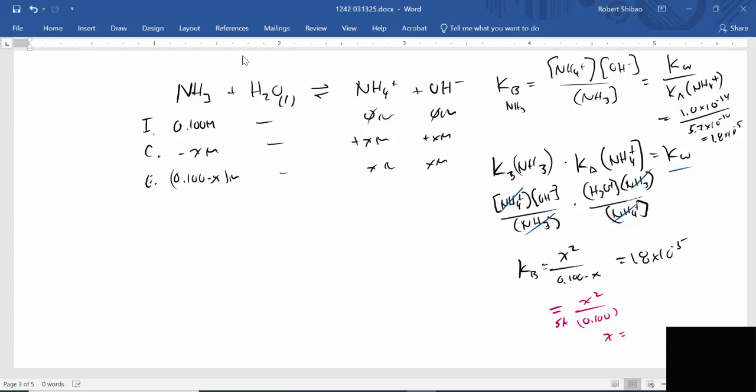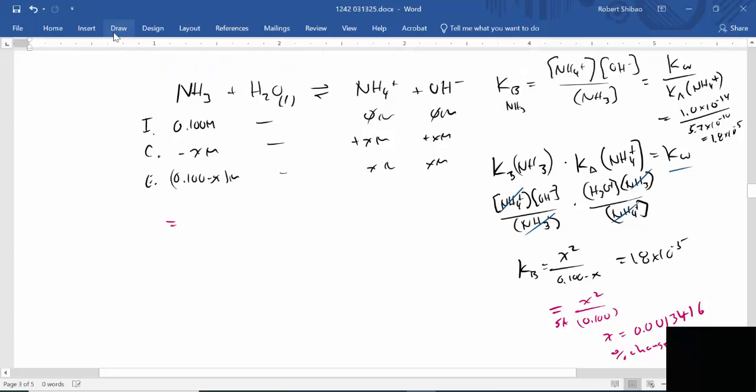And I get 0.0013416, let's say. All right, if I calculate my percent change, it's going to be x over the initial, times 100, which is going to be 1.3% change. And so it's good. It worked well enough. I mean, 1.3 is getting on the bigger side, but it's okay.